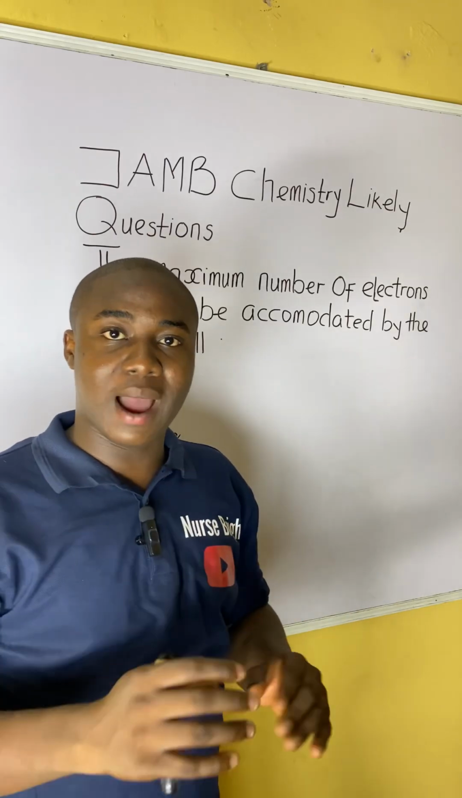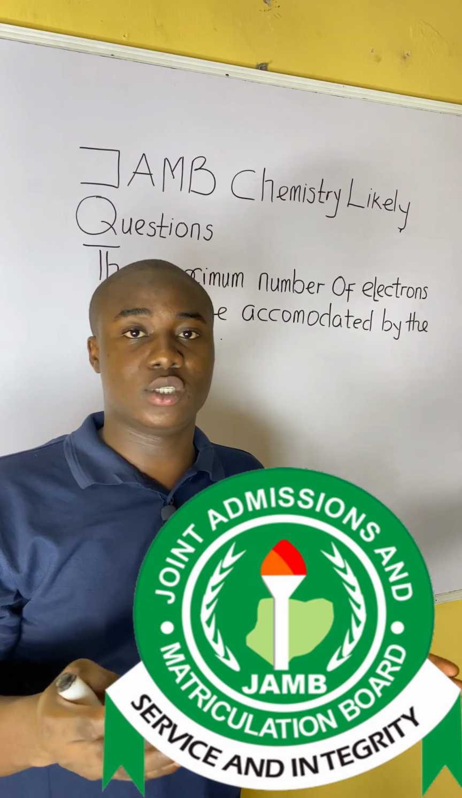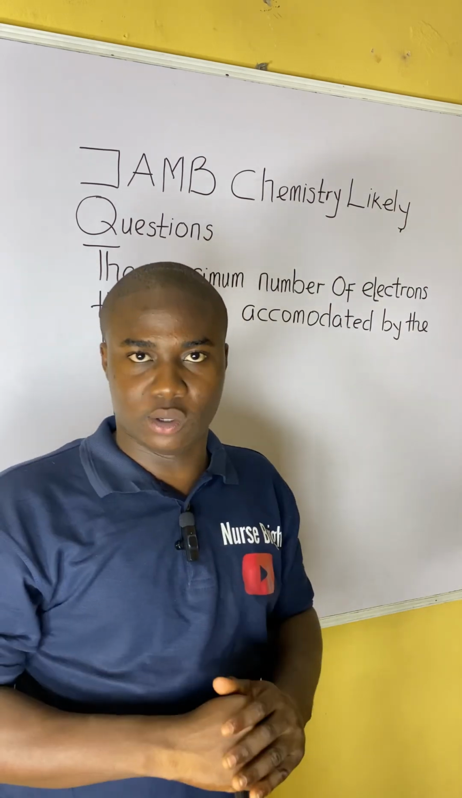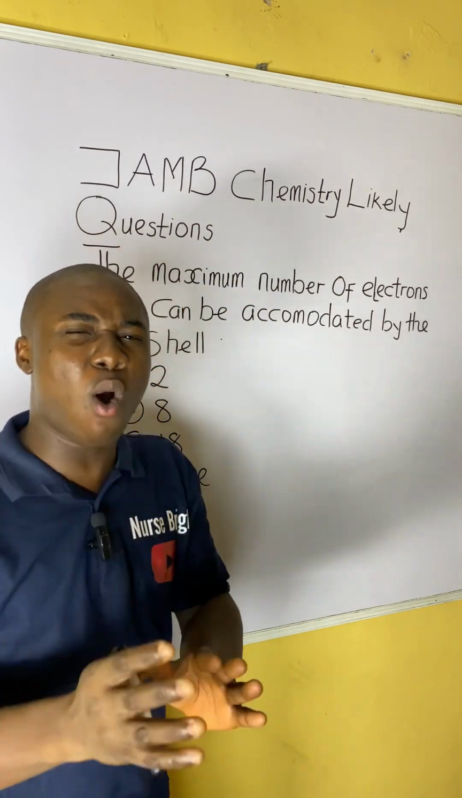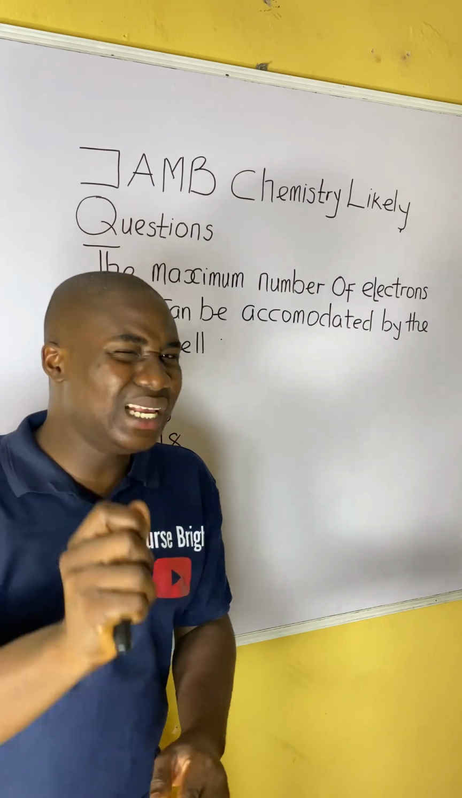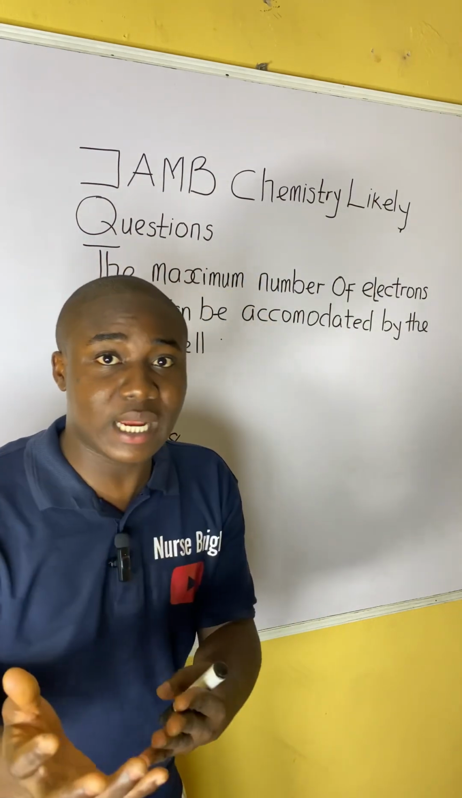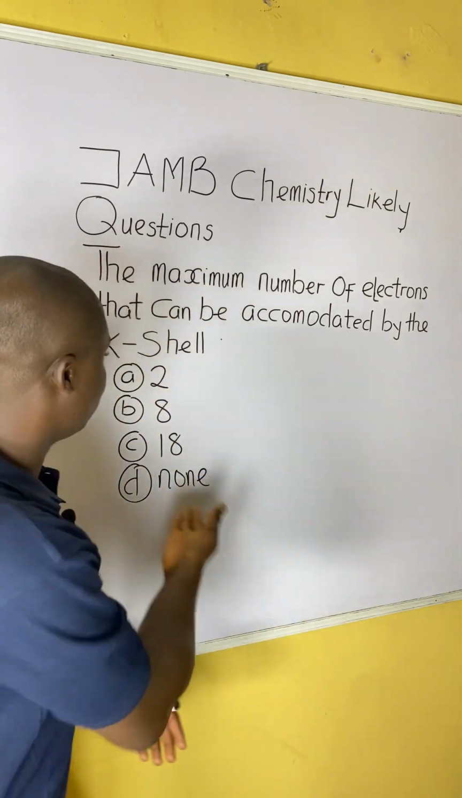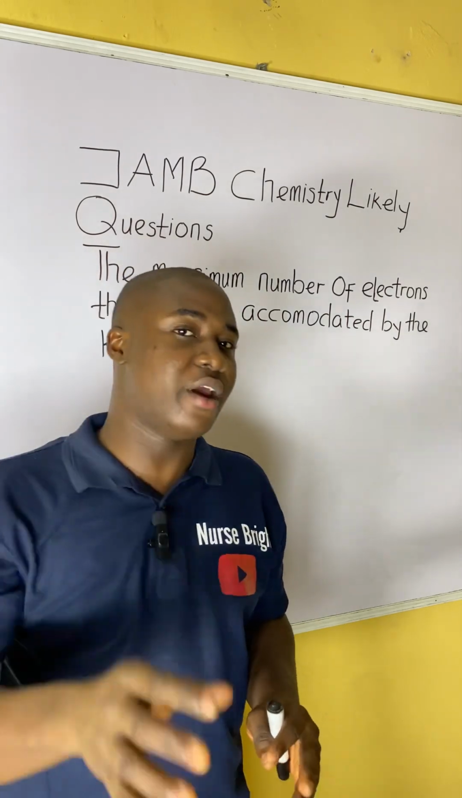Let's say you came across this question in the JAMB exam. How will you solve it? It is very easy. Now let's solve together. The question says the maximum number of electrons, listen carefully, that can be accommodated by the K shell is, you can see options here. This question is extremely easy.